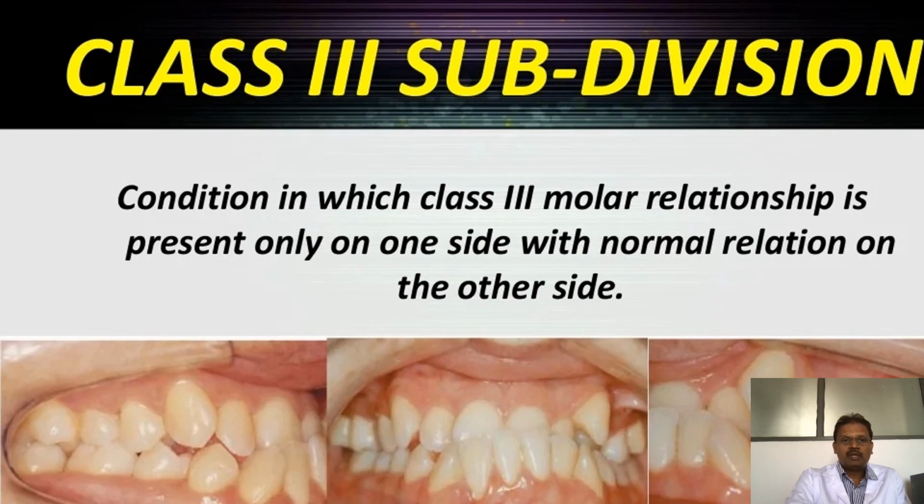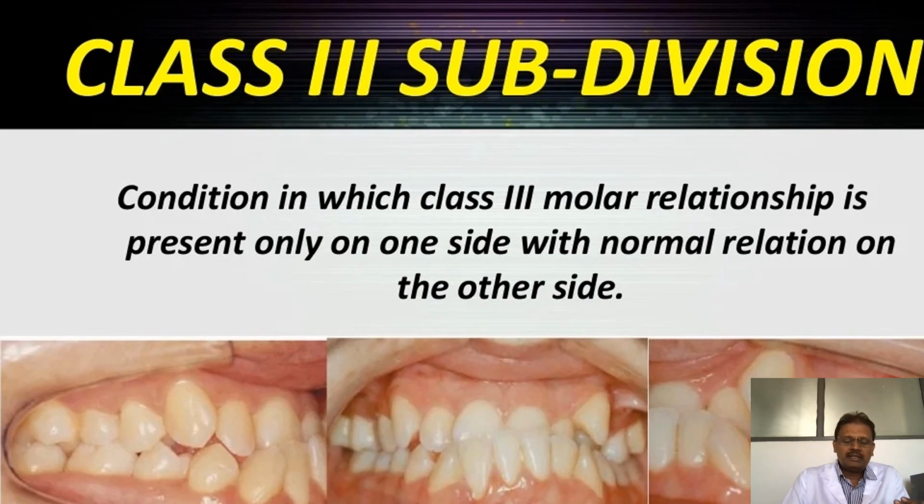True class 3 is the one where the maxillary arch and mandibular arch have a skeletal discrepancy. From the skeletal classification they have a skeletal discrepancy, and dentally the upper anterior teeth will be proclined and the lower anteriors will be retroclined. Many times we see a cross bite in the class 3 relation, whether it is pseudo class 3 or true class 3.